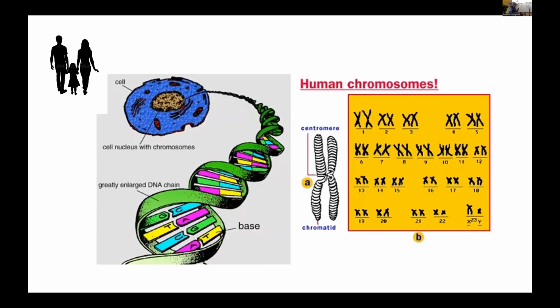Okay, how is that genetic information transmitted from one to another? Here is a mother, father, and a little daughter that comes in, and all this genetic information is stored in the DNA.